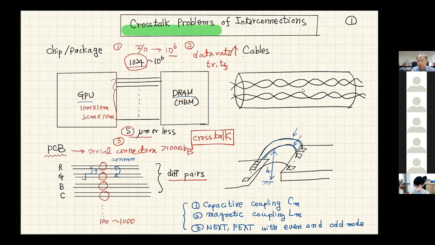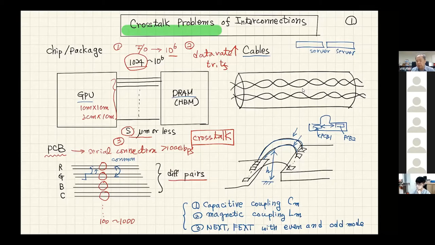Another situation is cabling. Cabling is between server and server, or in automotive vehicles, you may have PCB1 placed at the front side of your car, and probably PCB2 placed at the rear side of the car. You have to connect them using cables, because you cannot use a PCB or package to make a single interconnection system. So usually, for flexibility and manufacturability, we use cables.